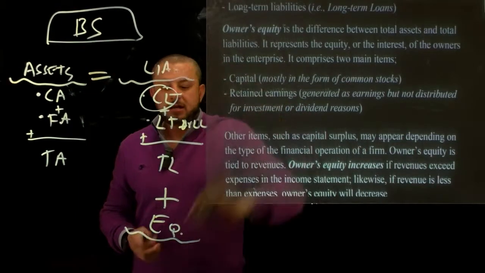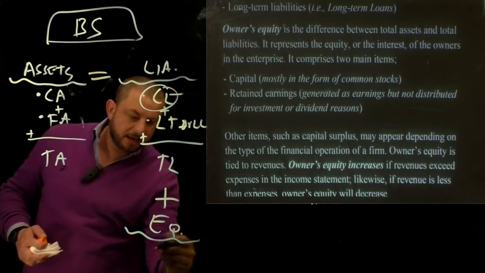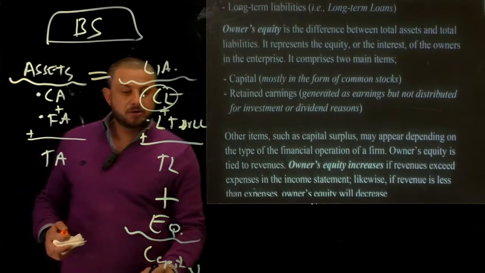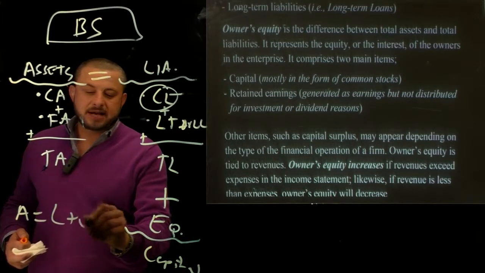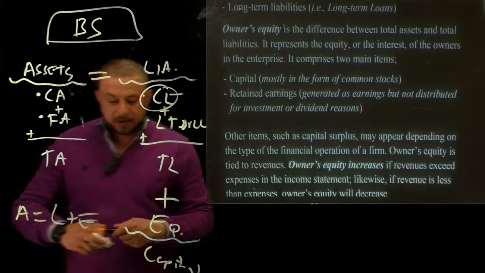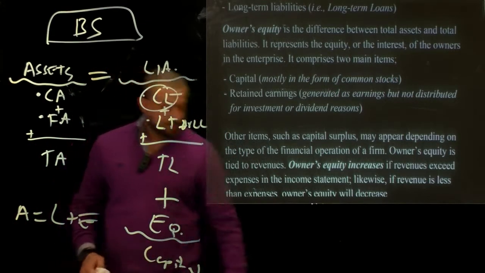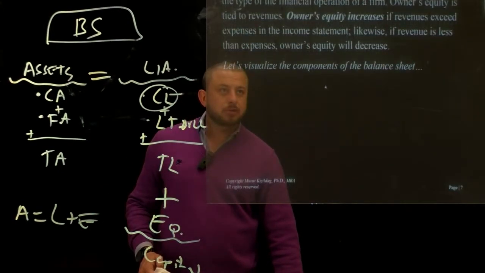Therefore, as you can see, assets are equal to liabilities plus equity. Capital we have, and we have our retained earnings. Therefore, we maintain A is equal to L plus E, the equation for the balance sheet. Okay, guys? Let's visualize the components over here.